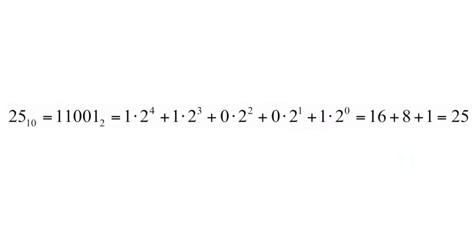That means that 25 in base 10 is the same thing as 11001 in base 2, because 1 times 2 to the 4th plus 1 times 2 to the 3rd plus 1 times 2 to the 0 is 16 plus 8 plus 1, which is 25. Now we'll try one more. We will write 52 in base 2.